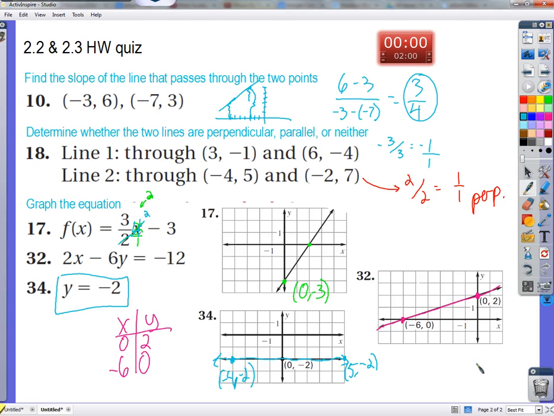So, are there any questions from the quiz or any questions from some other part of the homework that you found at all confusing?